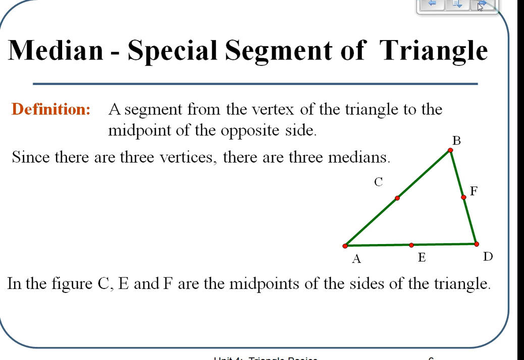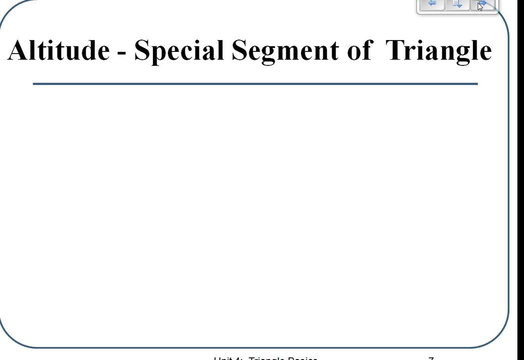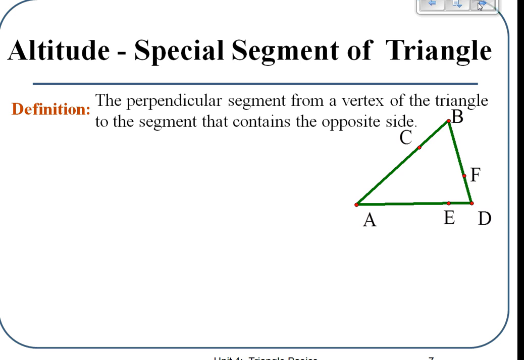D, E, and F we've defined as the midpoints. So CD would be a median of the triangle. AF and BE would also be medians of the triangle. An altitude is a special segment. It is the perpendicular segment from a vertex of the triangle to the segment that contains the opposite side. Notice this, the segment that contains the opposite side.